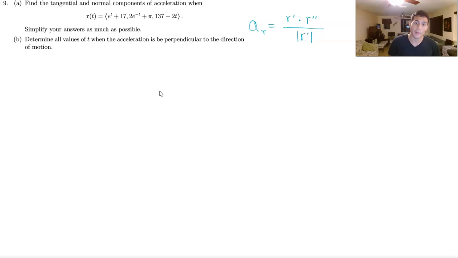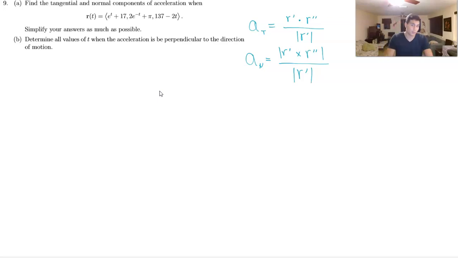Now remember, r prime and r double prime, all of that stuff is vectors itself, and a_T is a vector itself. Okay. Now you'll write down what a_N is, the normal vector, the acceleration in the normal direction. It is r prime crossed with r double prime divided by the norm of r prime. There we go. Okay.